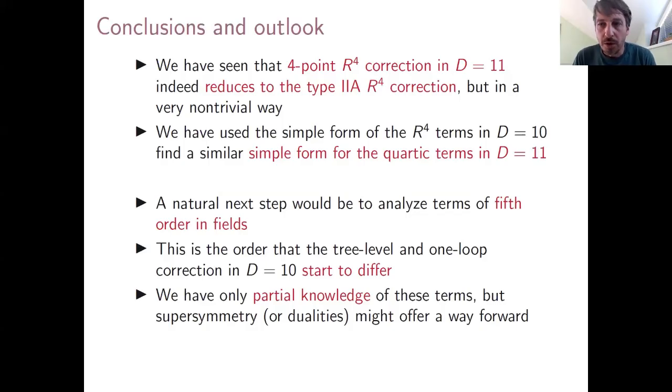Furthermore, we only have partial knowledge of these terms. So scattered in the literature, some subset of these terms are known. In the NSNS sector, I think we know all the terms, but in the Riemann sector, we have only partial information. And computing amplitudes becomes more complicated, but probably supersymmetry or possibly using dualities like SL2R for type 2B could be a way forward to fix these terms once we know the quartic terms.